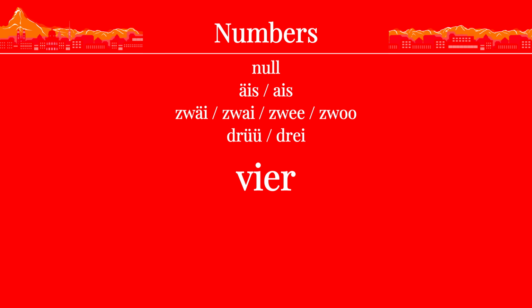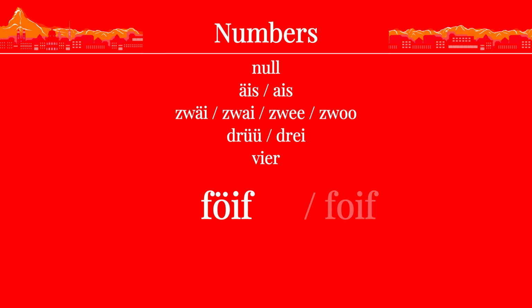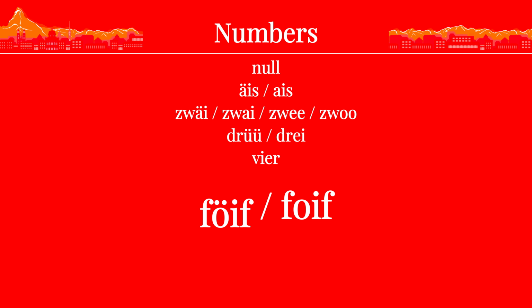4, 5, or 5. As we have seen in the number zwei or zwei, we can always pronounce the EI as AI and the same with ÖI and OI. 5, 5. Both spellings and pronunciations are considered correct.